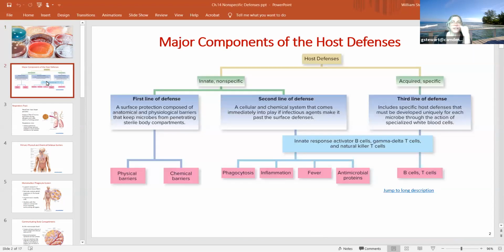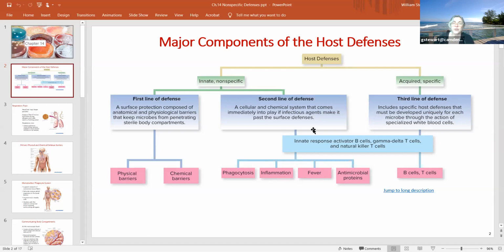So chapters 14 and 15 go together, and they are focusing on the host defenses. Chapter 13 was all about how the microbes, the bacteria and viruses, and all the organisms can attack the human host. And chapters 14 and 15 are going to be about how the host responds, okay? Which we did not consider very much in the beginning when we just talked about chapter 13.